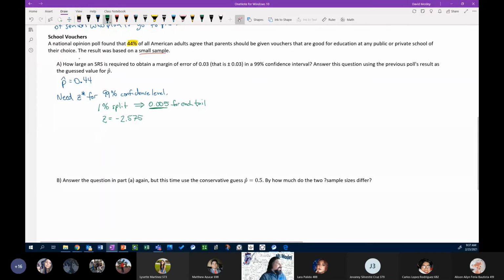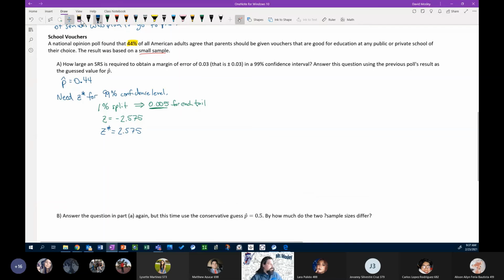So that means that z asterisk is 2.575. All right, so excellent. We needed that value. And now we have to set up our equation and solve for n. Right, n is what we're looking for here. We want the proportion or the sample size. All right, so let's go.